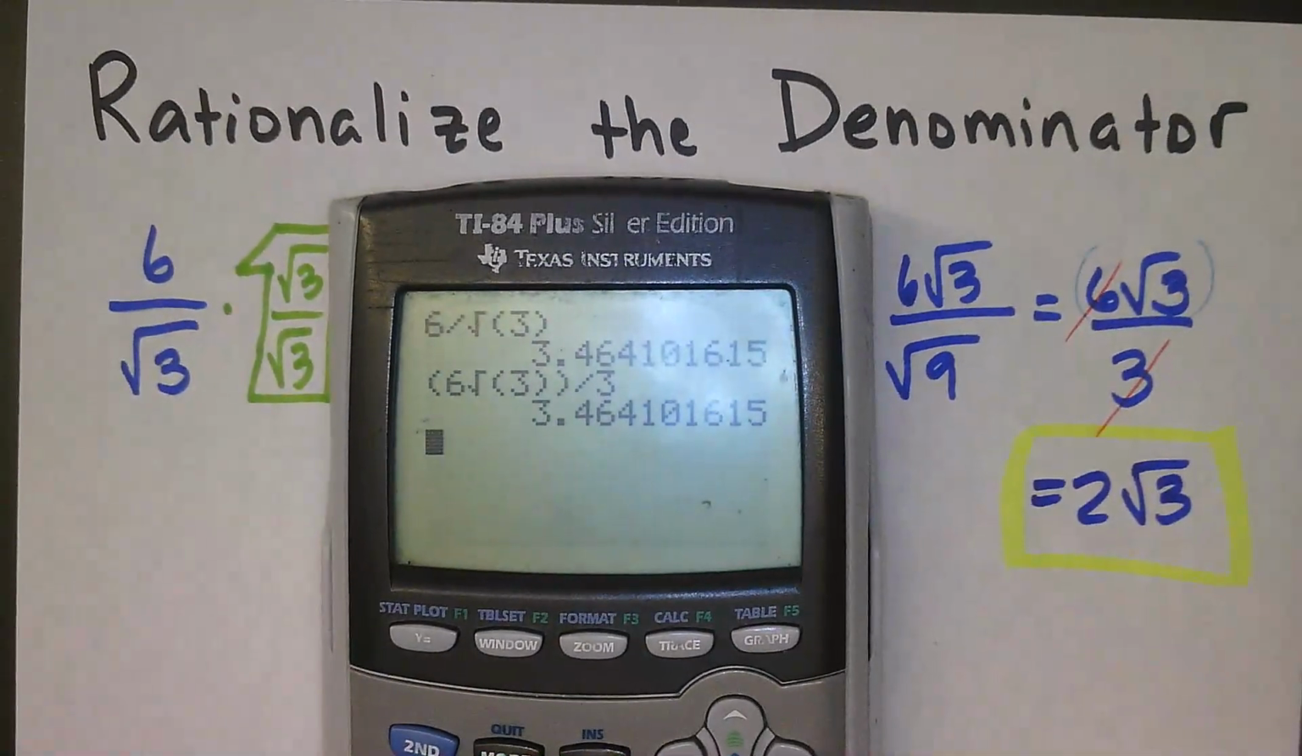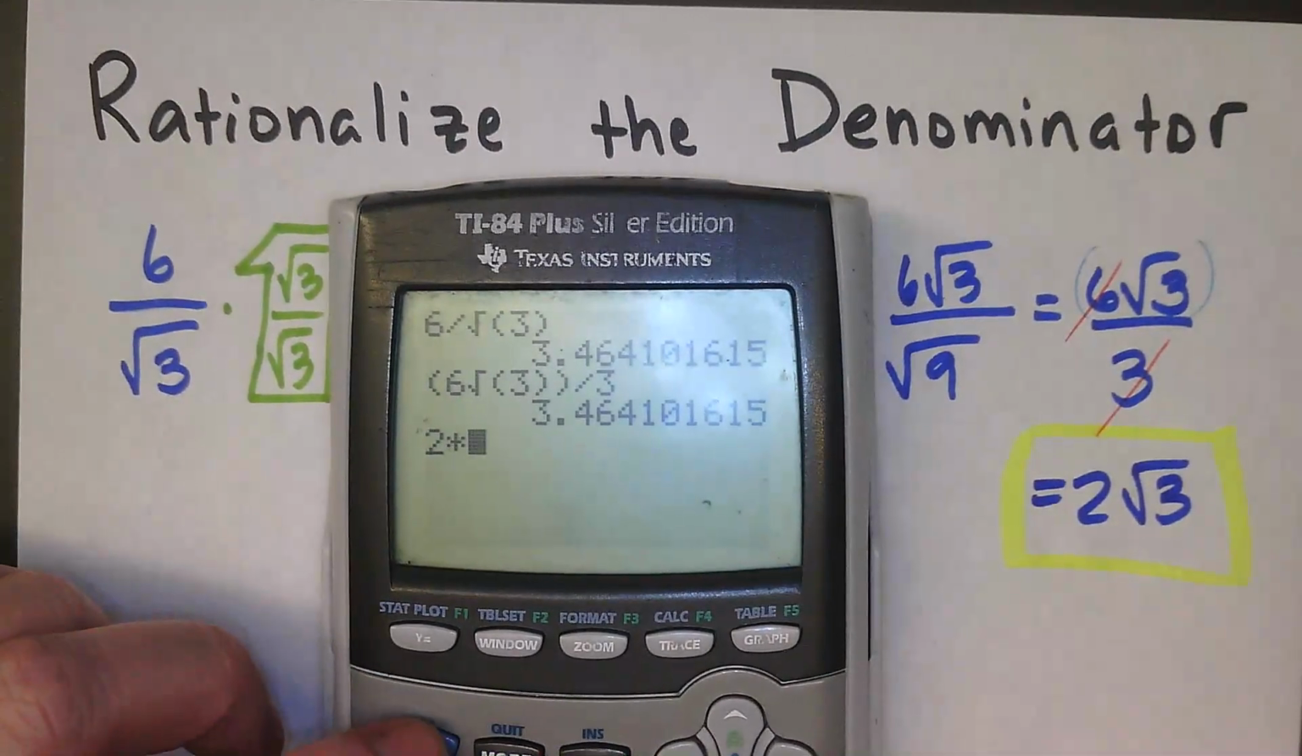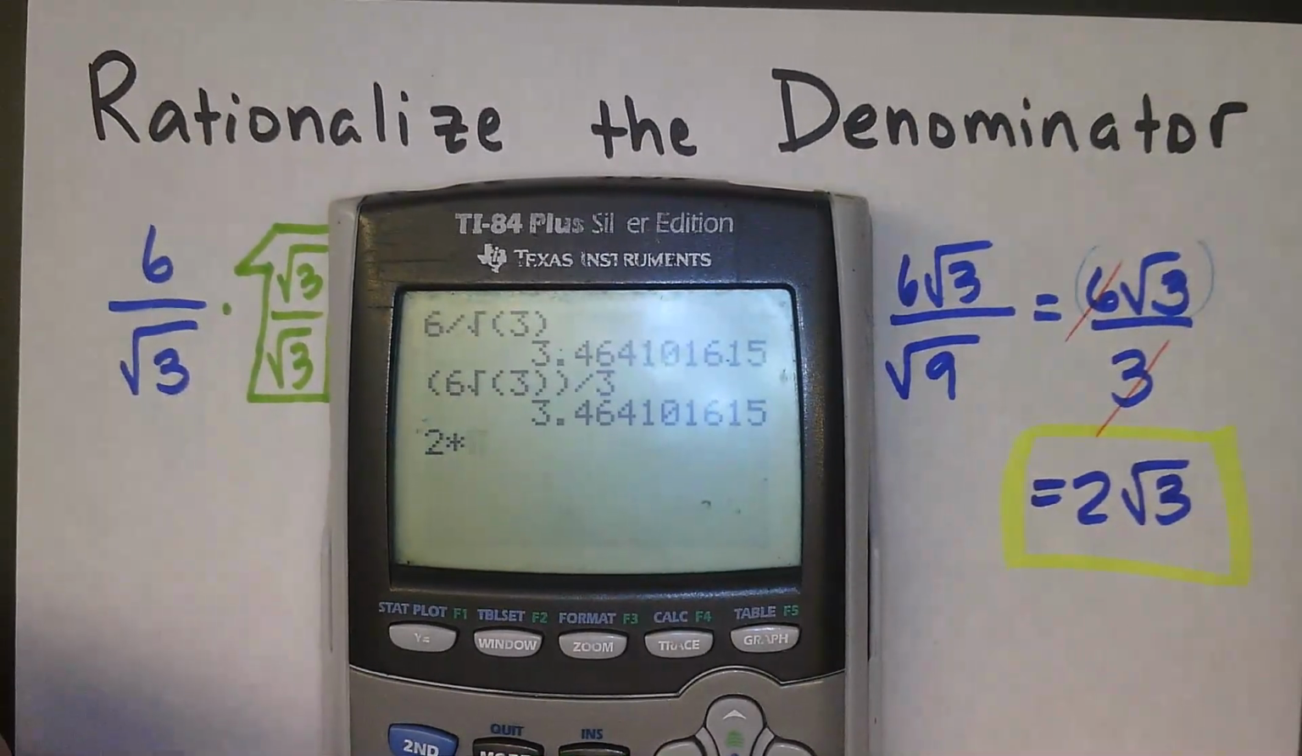And once again, I can use the calculator to verify that this is the same equivalent decimal to 2 times the square root of 3.